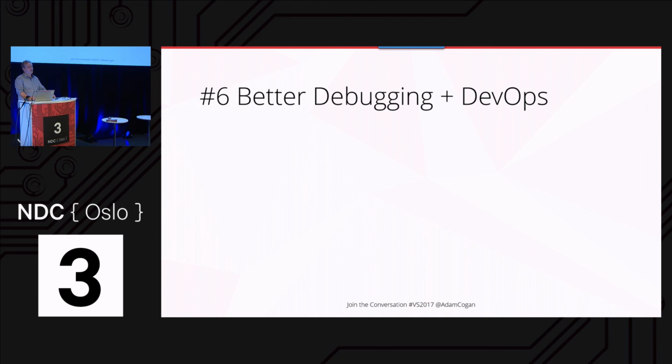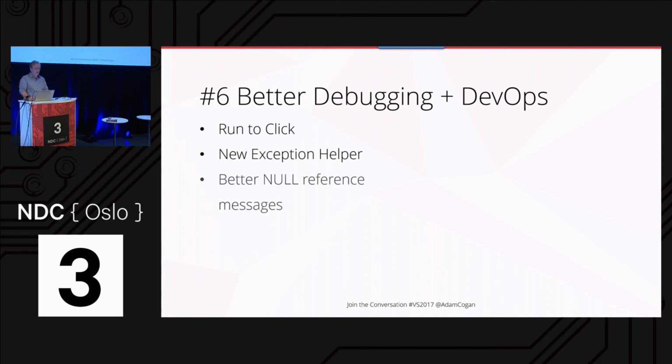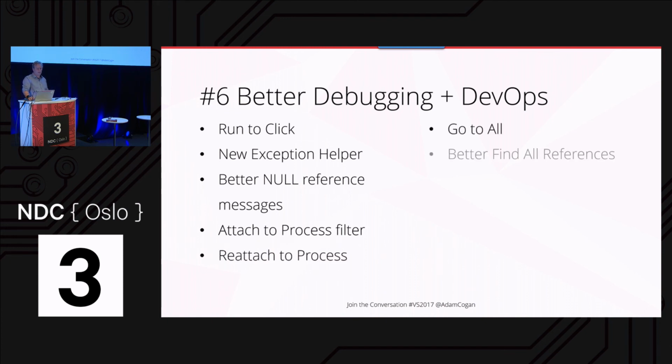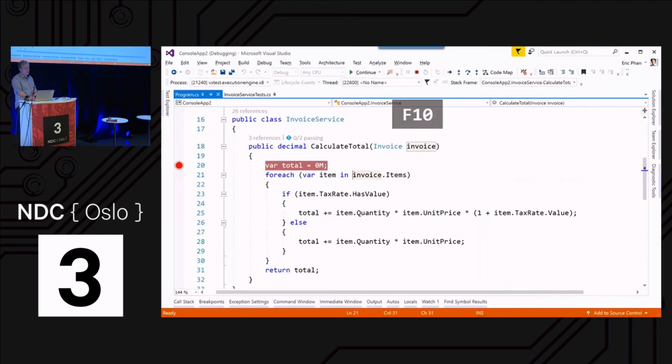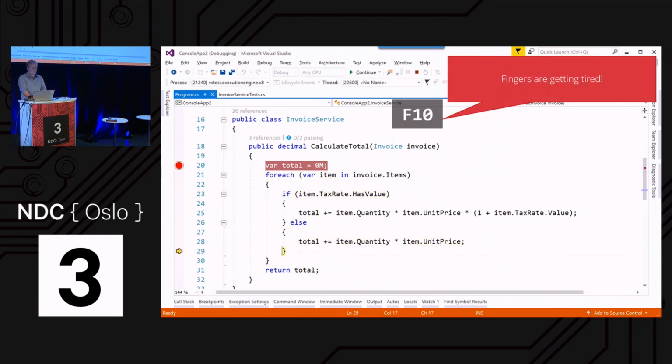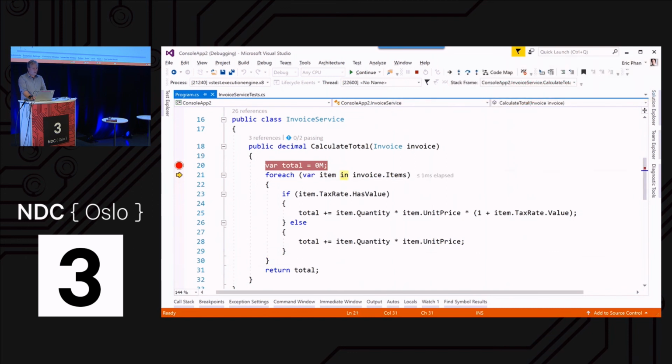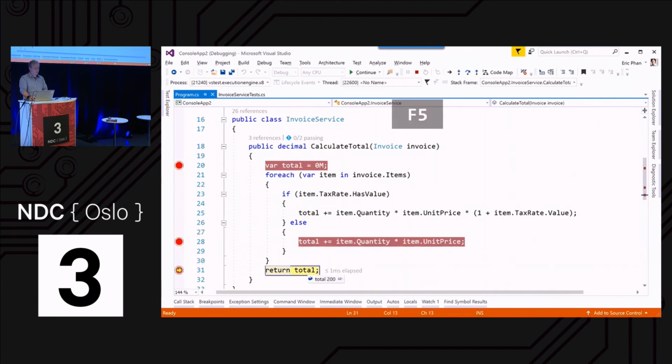All right. So better DevOps and debugging. So we've got run to click. We've got an exception helper and a better null reference message. So there's lots and lots of cool stuff in here. I just want to show you this run to click stuff. So in the past, you would set a lot of temporary breakpoints, hit F10. Okay, so you click this, F10, F10, F10, F10, F10, F10. Yeah, finger is now getting sore with F10s everywhere. And then you'd set where you want your breakpoint to go to. You'd come down here. And this is kind of the typical way of working, all right?